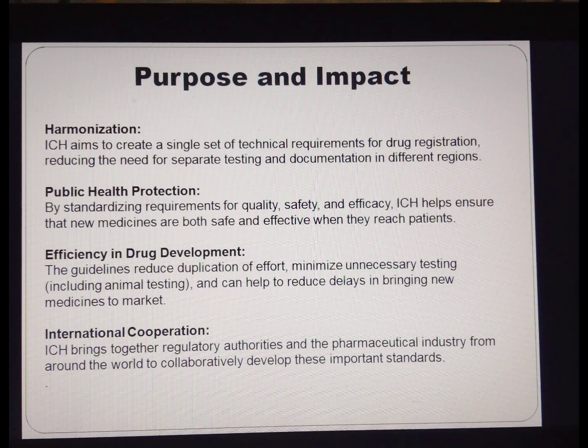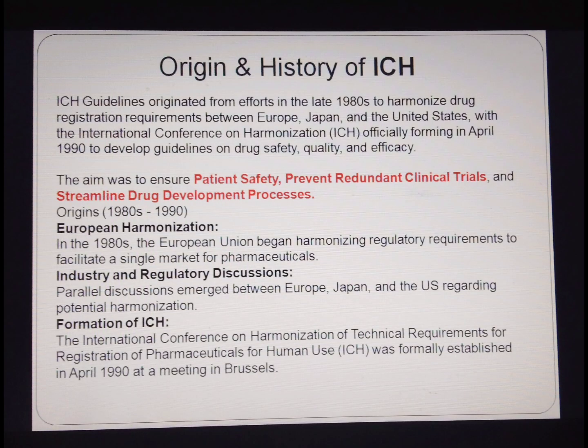Origin and history of ICH. ICH guideline originated from the effort in late 1980s to harmonize drug registration requirement between Europe, Japan, and the United States, with the International Conference on Harmonization, that is ICH, officially forming in April 1990 to develop guidelines on drug safety, quality, and efficacy. The aim was to ensure patient safety, prevent redundant clinical trials, and streamline drug development processes.